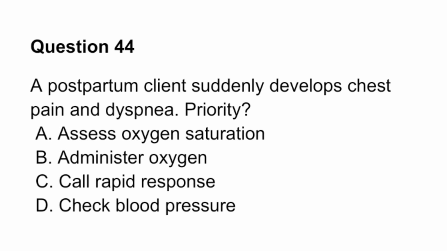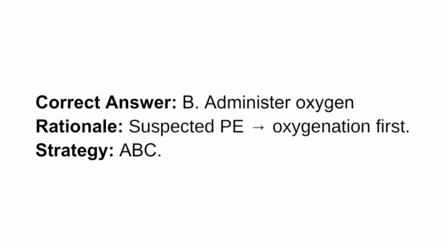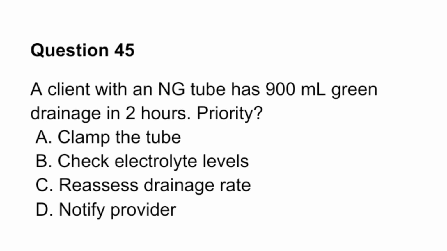Question 44. A postpartum client suddenly develops chest pain and dyspnea. Priority? A. Assess oxygen saturation. B. Administer oxygen. C. Call rapid response. D. Check blood pressure. Correct answer, B. Administer oxygen. Rationale, suspected PE, oxygenation first. Strategy, ABC.